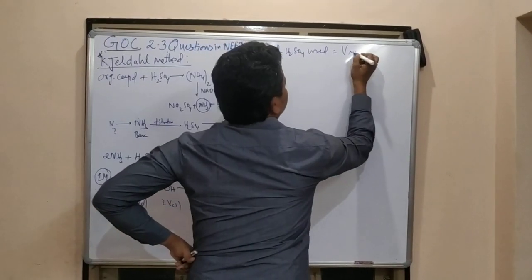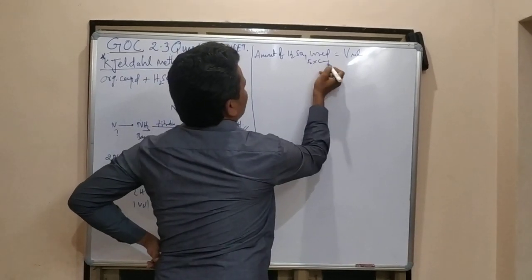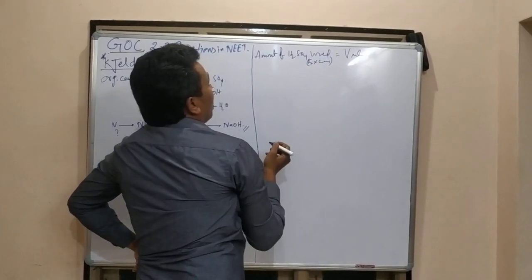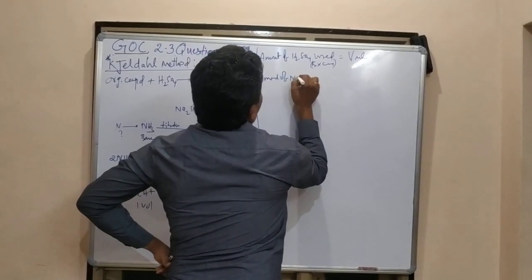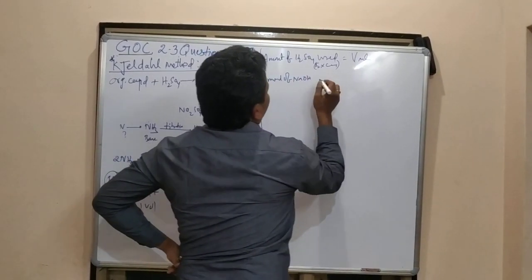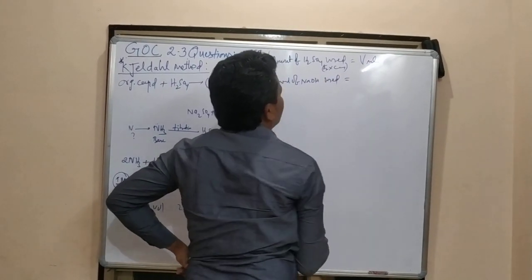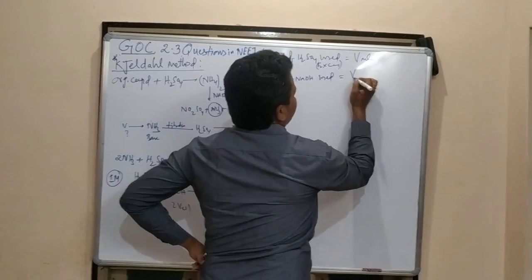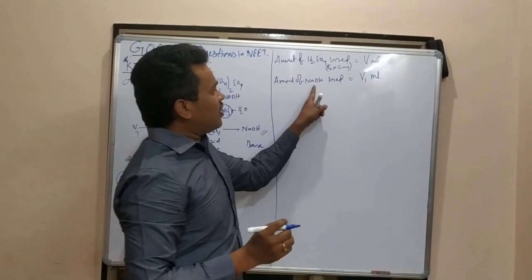Consider this as the excess amount I am going to use here. Okay, the amount of NaOH utilized in the titration, say some V1 mL. You are giving V1 mL, so you are using an amount of V1 mL.